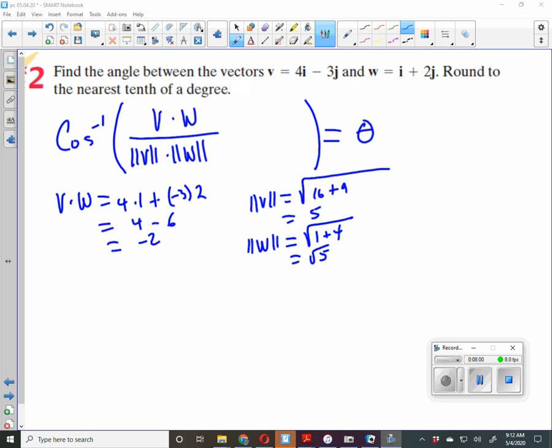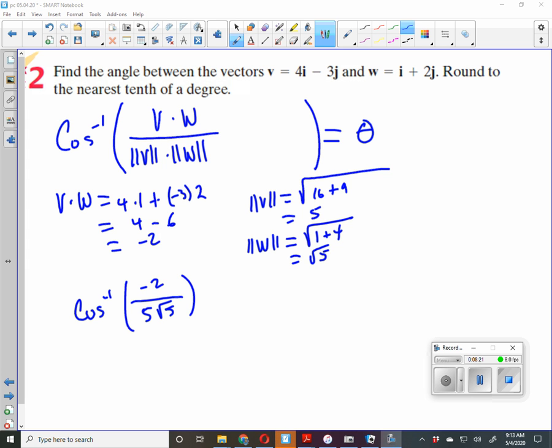Okay, I've done some of the grunt work for us. So therefore, inverse cosine of -2 divided by 5 root 5, right? And let's plug that into a calculator.